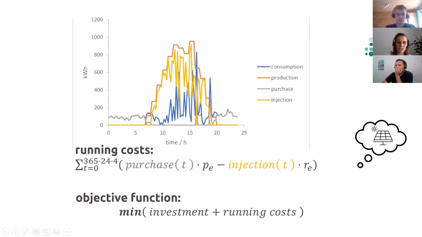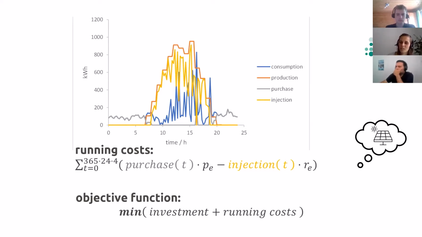So the injection and the purchase are related to the PV production and the consumption. This is what you see in the figure here, where you have production in orange and consumption in blue, and the resulting purchase and injection in gray and yellow. And a PV panel acts differently during the year, so it will not be the same in the summer as it is in the winter, as it is in the spring.